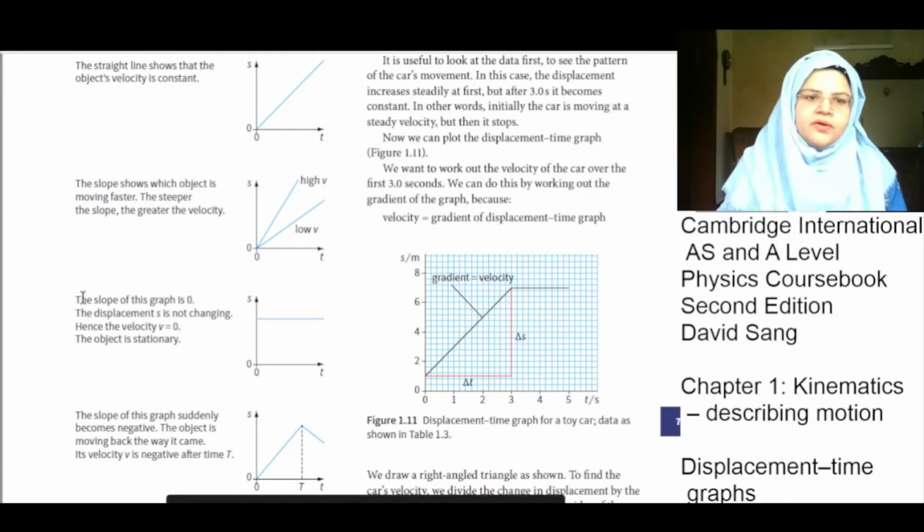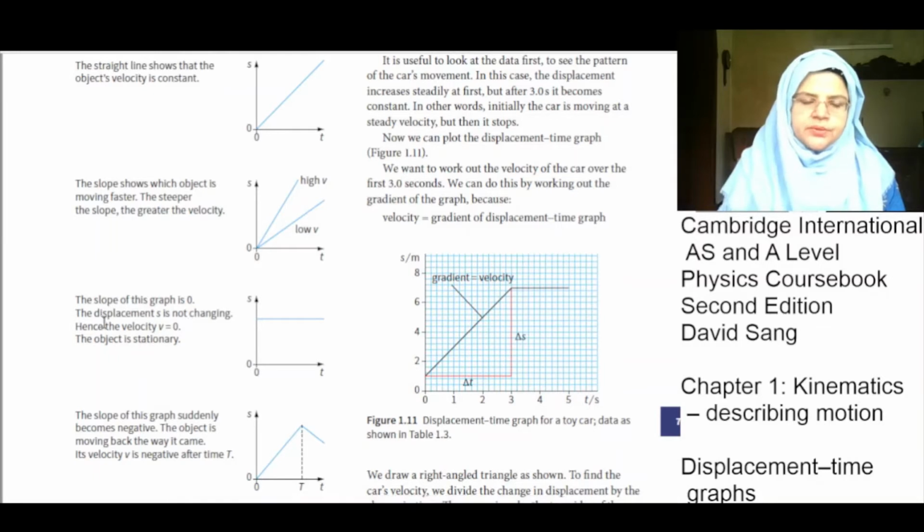The slope of this graph is 0, the displacement s is not changing, hence the velocity is equal to 0, the object is stationary. S is the displacement. If the displacement remains constant with time, this means that the object is at rest and velocity is equal to 0.